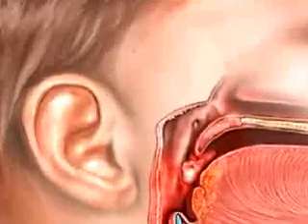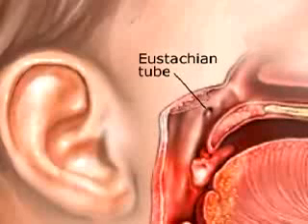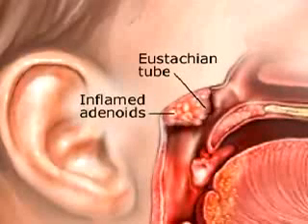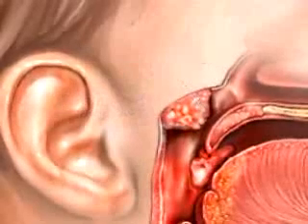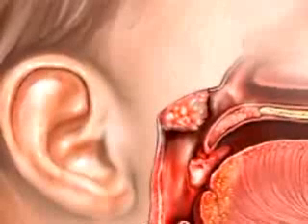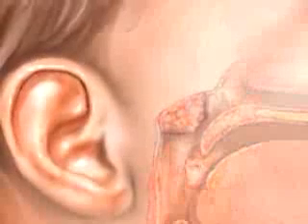Chronic inflammation of the adenoids, often due to allergies, may cause blockage of the eustachian tubes, increasing the risk of middle ear infections and associated hearing loss. An adenoidectomy is the surgical removal of the adenoids. Tonsillectomies and adenoidectomies are often done at the same time.